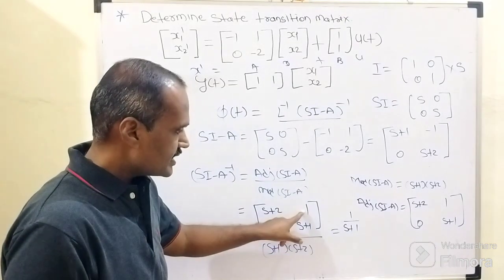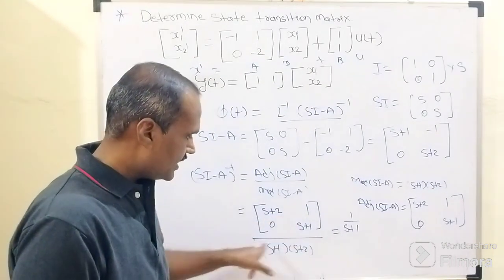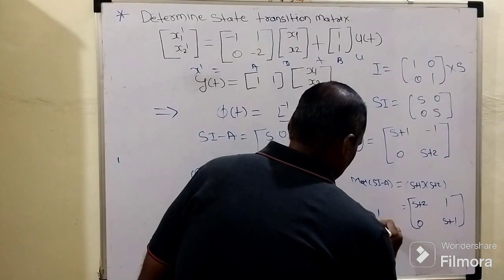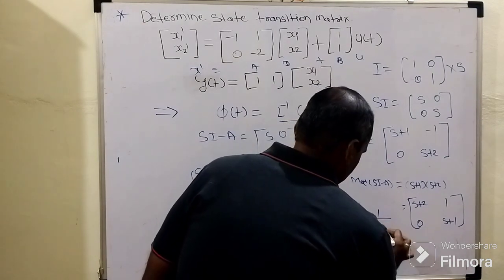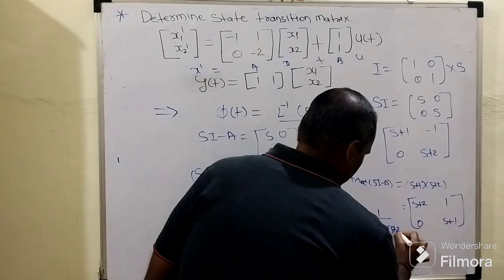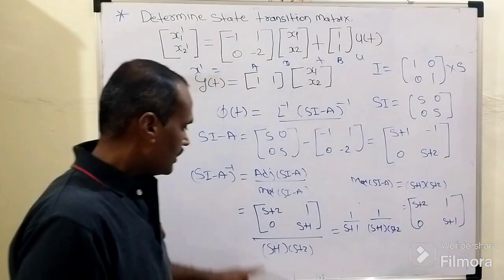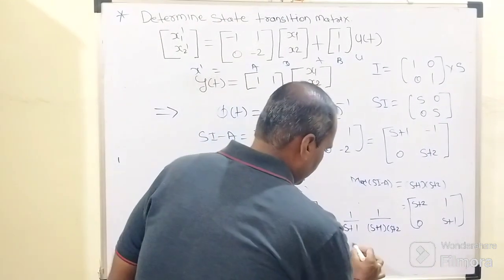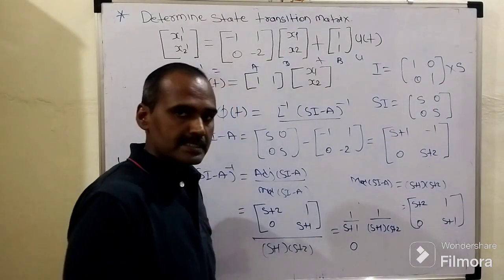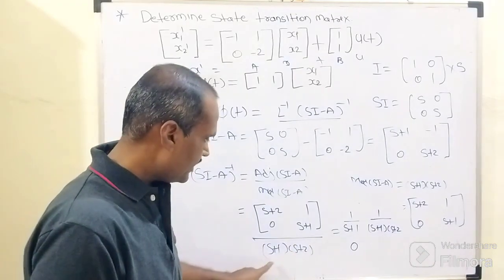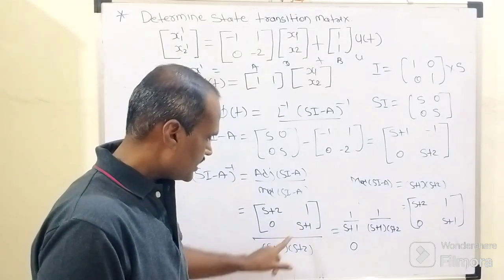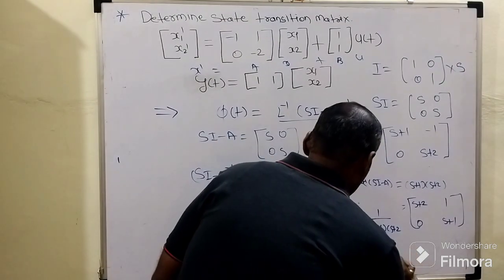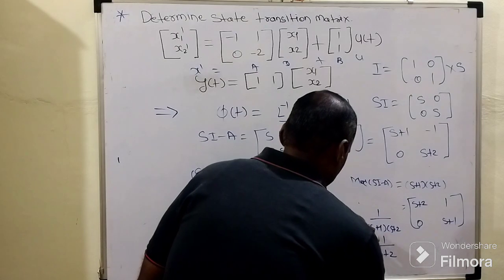As far as the second coefficient is concerned, it is 1, so 1 divided by this denominator. Here I will write 1 divided by s plus 1 times s plus 2. Then the third element is 0, and 0 divided by something obviously becomes 0. And the last element is s plus 1 divided by this denominator. So s plus 1 will get cancelled, and the remaining term is 1 upon s plus 2.